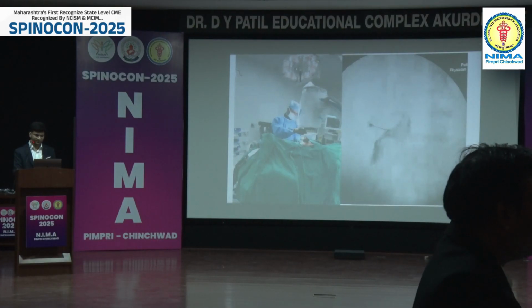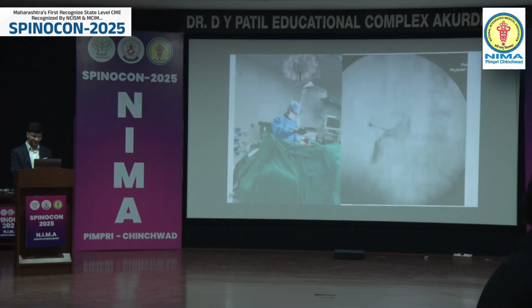What do I mean by that? This is a selective nerve root block. Basically, this is done in the operation theatre. The patient is fully awake. It is done under local anesthesia. We place a 22 gauge spinal needle to the transforaminal root in the epidural space.